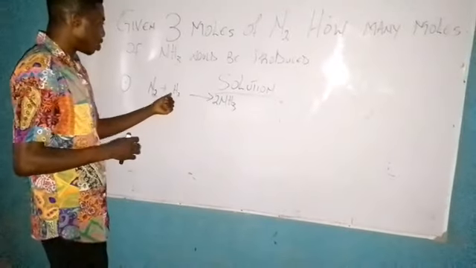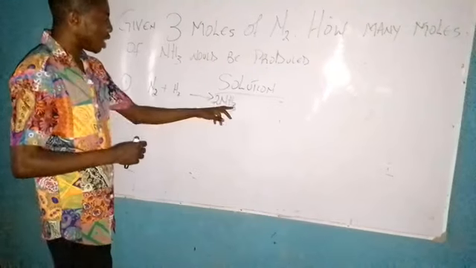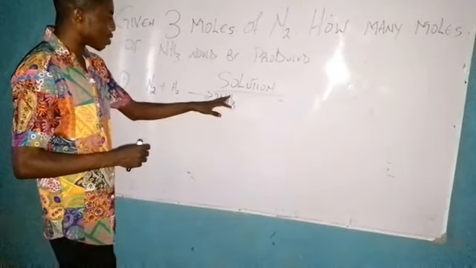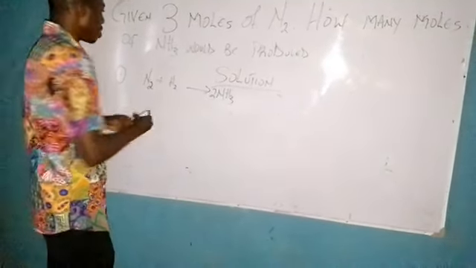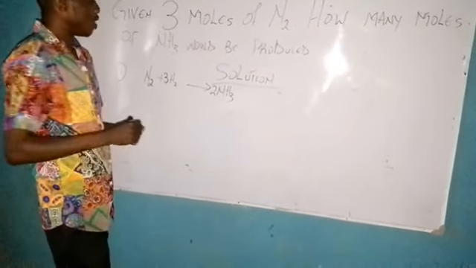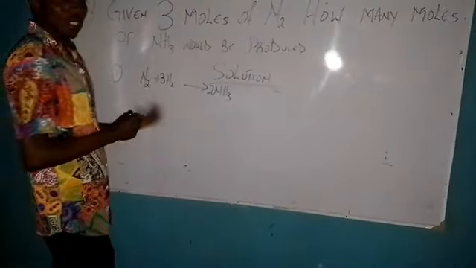Nitrogen is balanced. How many hydrogen do you have here? You have 2 here. How many hydrogen do you have here? 2 times 3 is going to be what? 6 hydrogen. So how many can we put here? It is going to be 3.